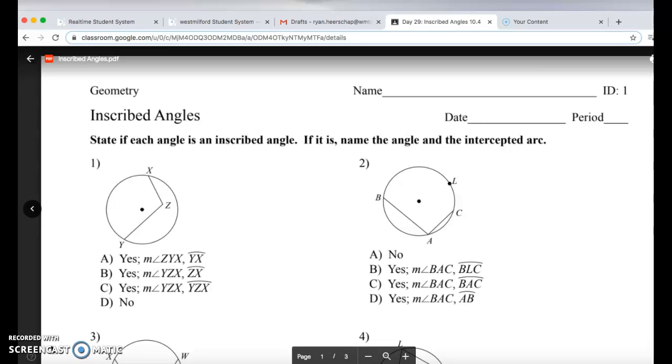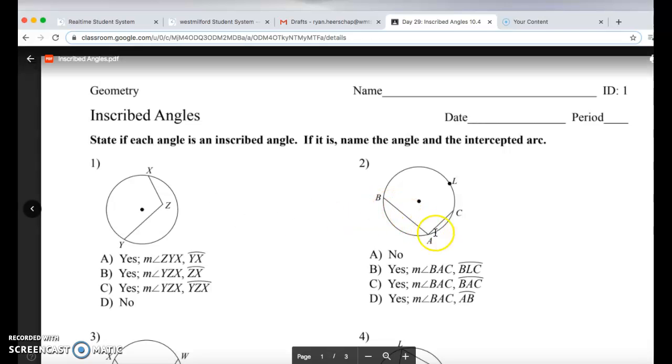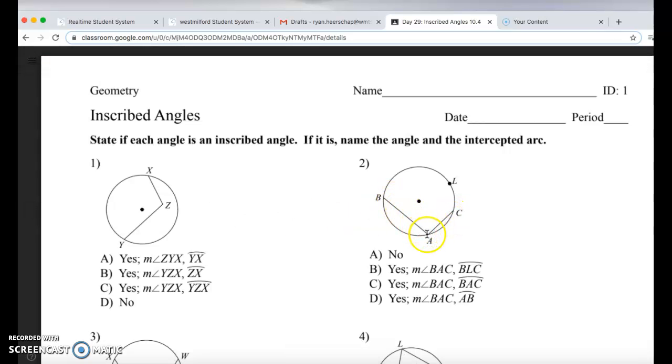Now, remember inscribed angles. It's not a central angle that comes from the center of the circle. An inscribed angle has its vertex on the circle. So like number one here, nope, sorry. Your vertex Z is not on the circle itself, so that's not an inscribed angle. That's actually just an angle. There's no name for that one. So number two, yes, this is inscribed because A is on the circle.